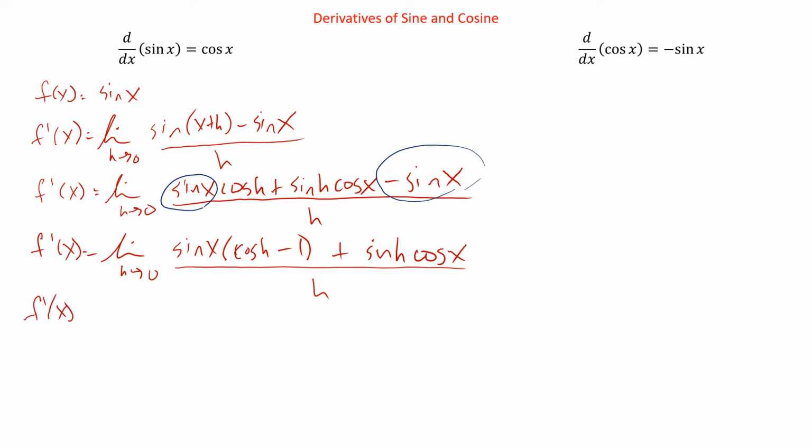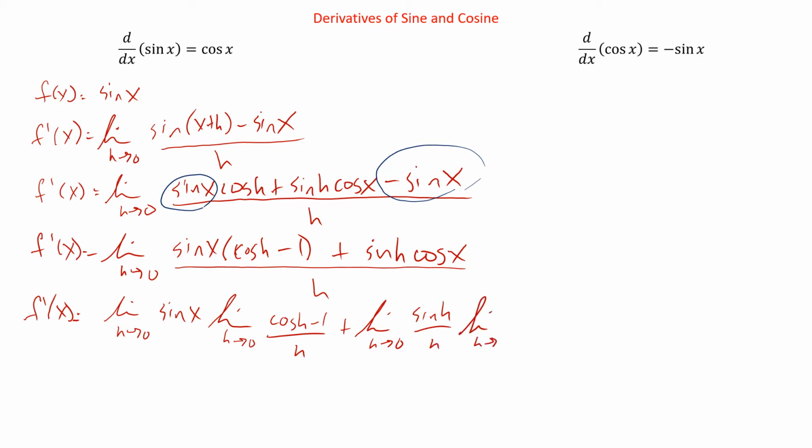F prime of x equals, we're going to have the limit as h goes to 0 of sine x, we can pull that one out, times the limit as h goes to 0 of cosine h minus 1 over h, plus the limit as h goes to 0 of sine h over h, times the limit as h goes to 0 of cosine x. So we split these up.